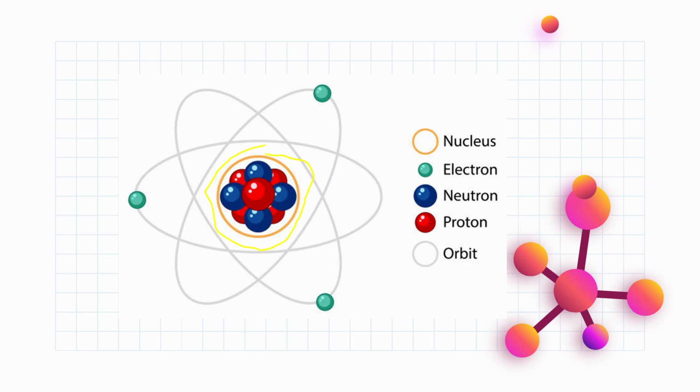You'll find two types of particles. Protons: these are the red circles in the diagram. They have a positive charge and they're very important because they tell us what kind of element the atom is. For example, hydrogen has just one proton.